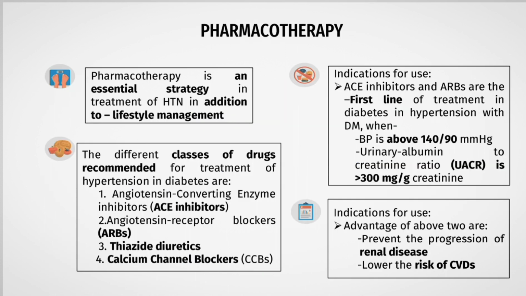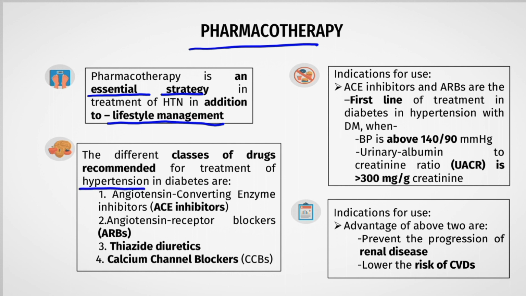Now coming to the pharmacotherapy. The pharmacotherapy is considered to be an essential strategy in addition to the lifestyle management which we have discussed in the previous slide. For treatment of hypertension in diabetes, various different classes of drugs have been recommended, which include the angiotensin converting enzyme inhibitors, ACE inhibitors, angiotensin receptor blockers, ARBs, thiazide diuretics, and calcium channel blockers.